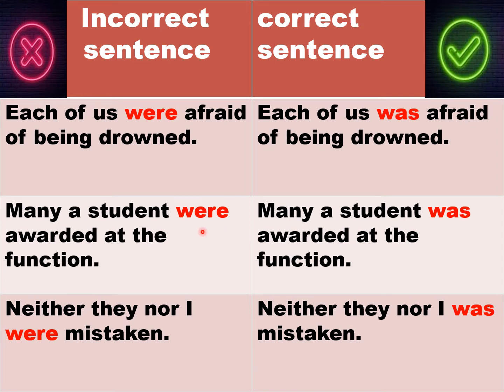See, if we have a plural, we must use were, and if we have a singular, we must use was. You have to bear that in mind. Neither they nor I were mistaken. See, we have neither nor, and we have plural and singular. We must see what the verb is. After a singular noun, we must use a singular verb only. Instead of were, we must use was.